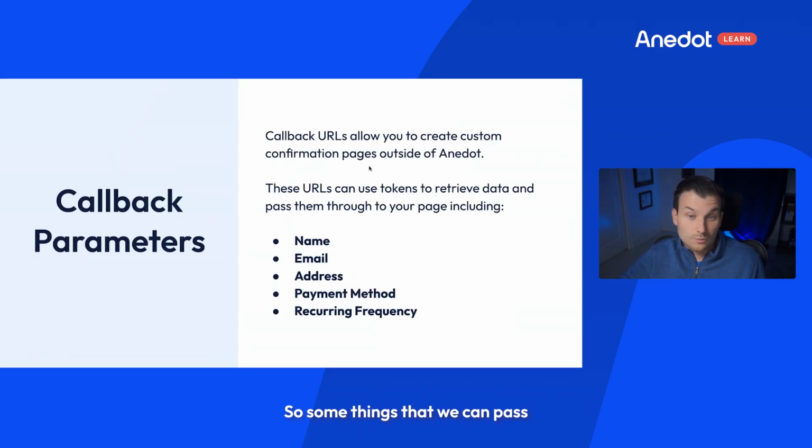So some things that we can pass through as tokens includes name, email, address, payment method, recurring frequency. Some use cases for this would be, maybe you have a custom CRM where you're doing direct mail fundraising, and you need to make sure that once the donation page completes, that those tokens, that data passes through to your system for the next step. So we do use callback URLs where those tokens can then be connected to the next step of the equation on your end.